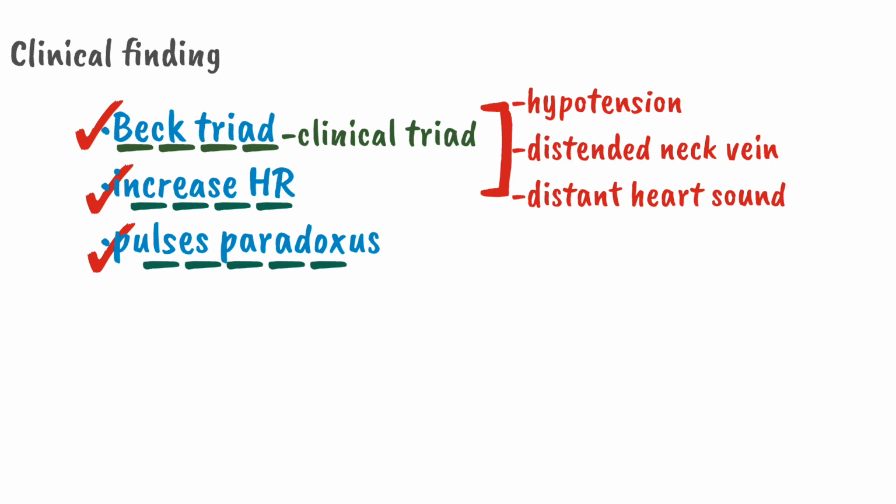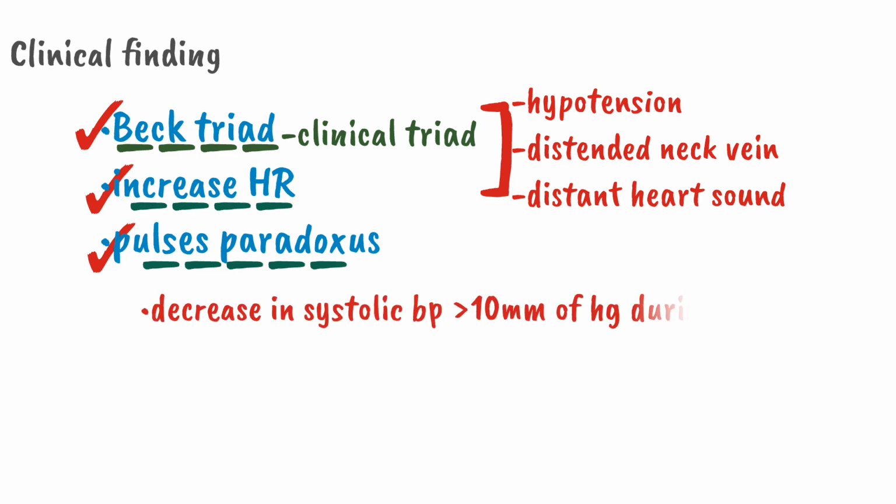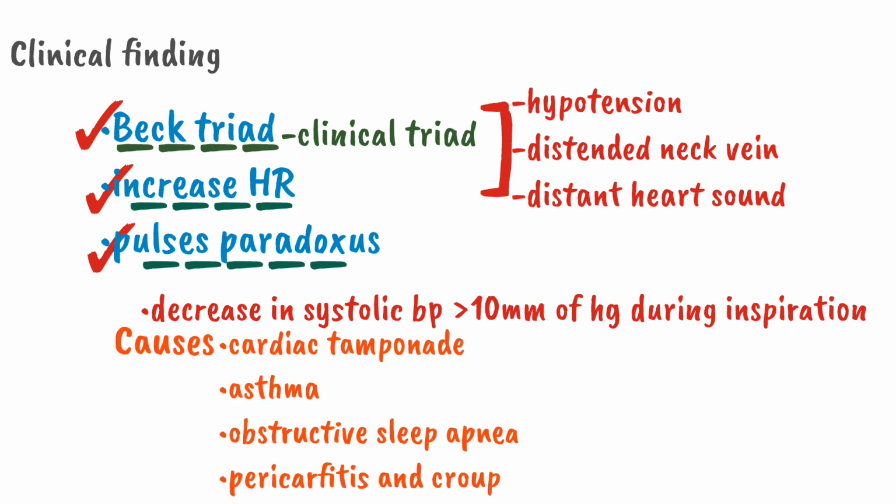The pulsus paradoxus means a decrease in amplitude of the systolic BP by more than 10 mm of Hg during inspiration. Normally during inspiration there is a decrease of systolic blood pressure. But when this systolic blood pressure decreases more than 10 mm of Hg, it is called pulsus paradoxus. It occurs in cardiac tamponade but is also associated with other conditions such as asthma, obstructive sleep apnea, pericarditis and croup. These are the characteristic findings in cardiac tamponade.